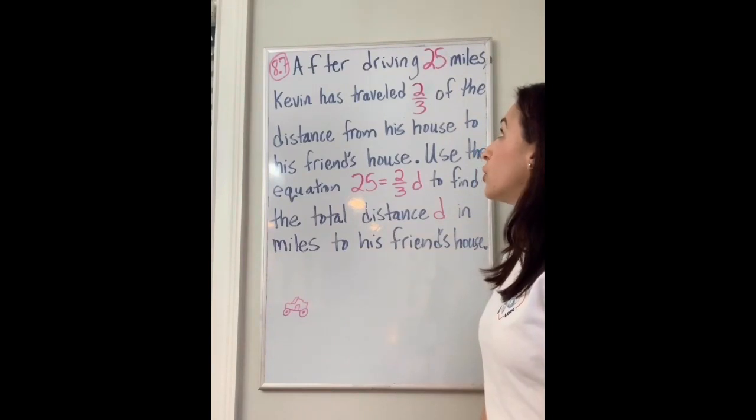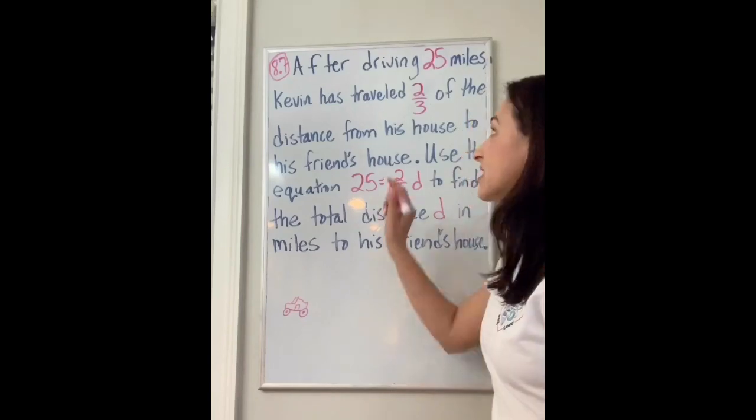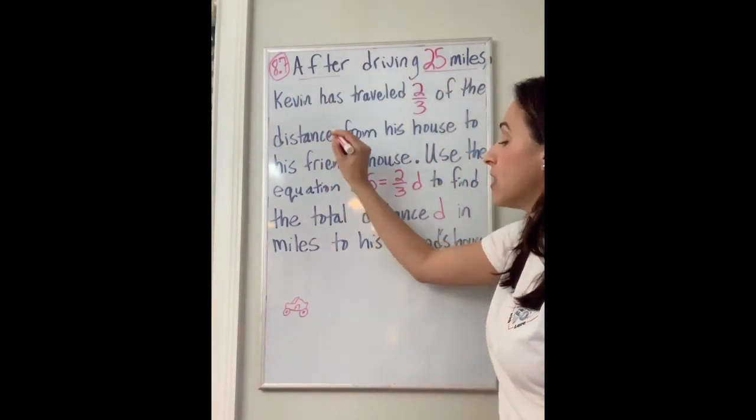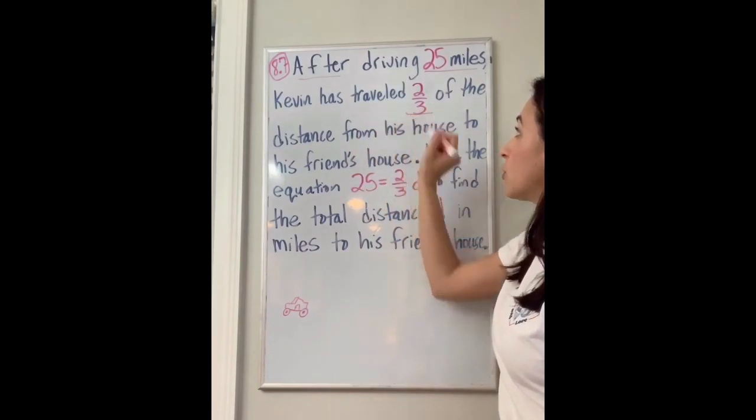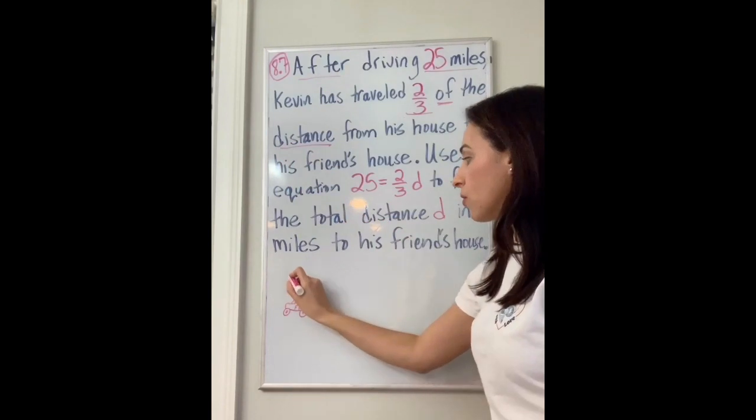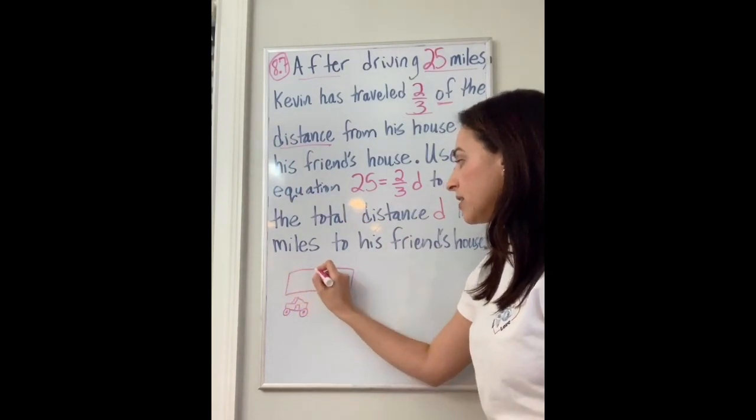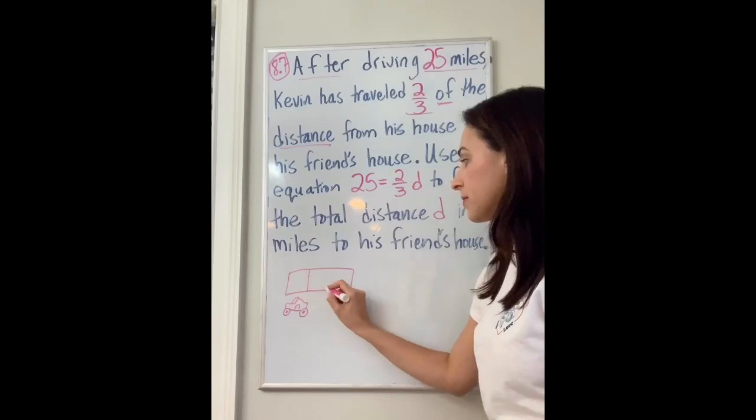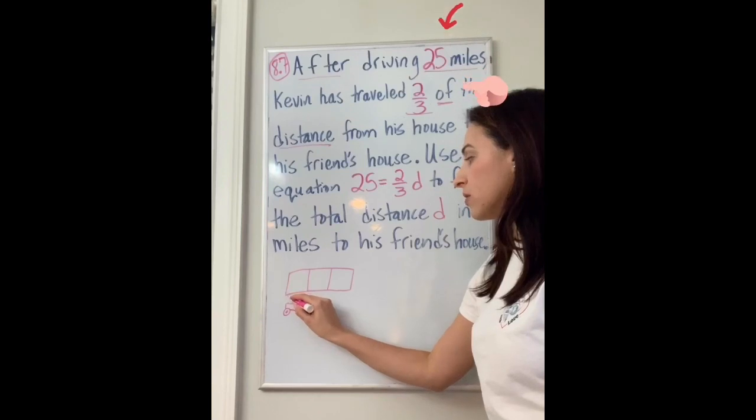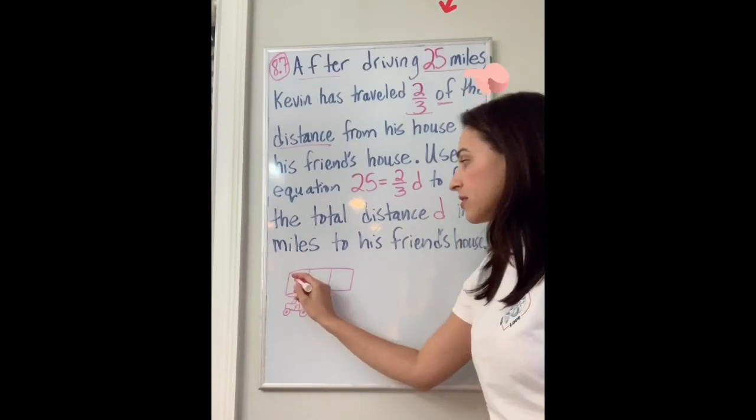Kevin has traveled 2/3 of the distance. Stop, 2/3 of the distance. I'm gonna underline this information, 25 miles, after he's been driving 25 miles. He traveled 2/3 of, very important, of the distance. So I'm going to draw a tape diagram, cut it into thirds, and he's been driving 2/3 of the distance. Now, the 2/3 of the distance right here is 2/3, all of this.